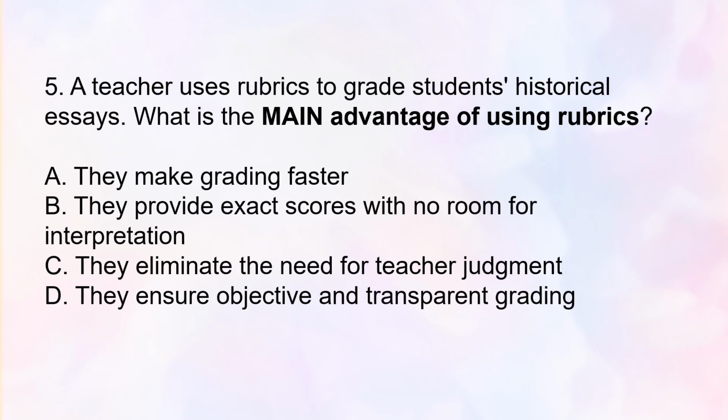Number 5, a teacher uses rubrics to grade students' historical essays. What is the main advantage of using rubrics? Letter A, they make grading faster. Letter B, they provide exact scores with no room for interpretation. Letter C, they eliminate the need for teacher judgment. Or letter D, they ensure objective and transparent grading.